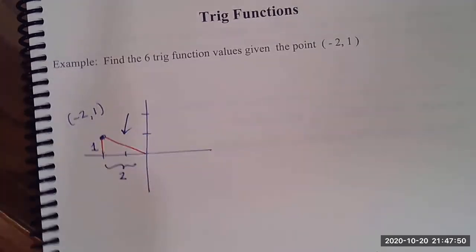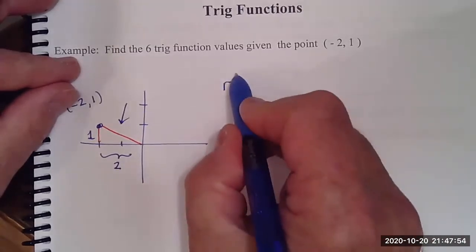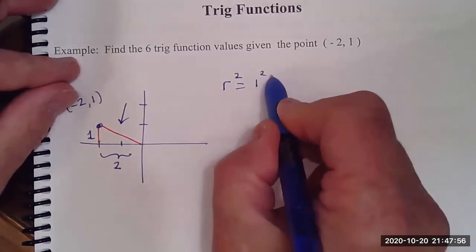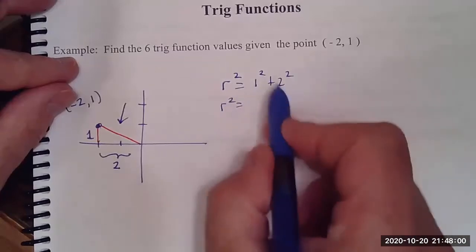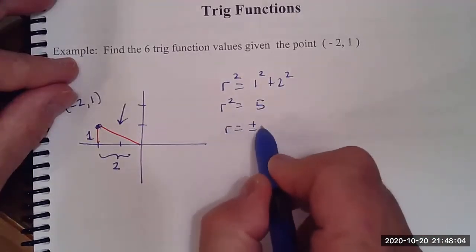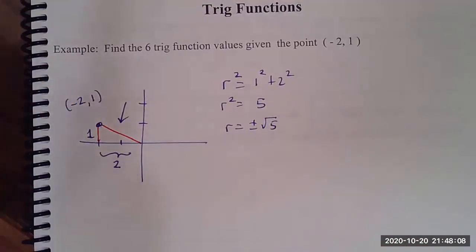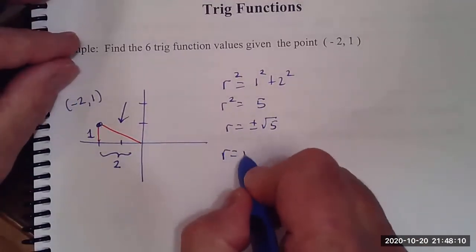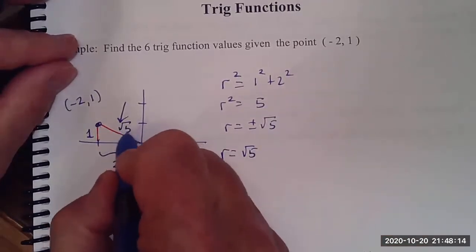And you guys know how to find that. Hypotenuse, let's call it R. R squared is equal to 1 squared plus 2 squared. R squared, which is the hypotenuse, is equal to 5. R is equal to plus or minus the square root of 5. But the radius, or R, can never be negative, so R is equal to the square root of 5. So this is root 5.